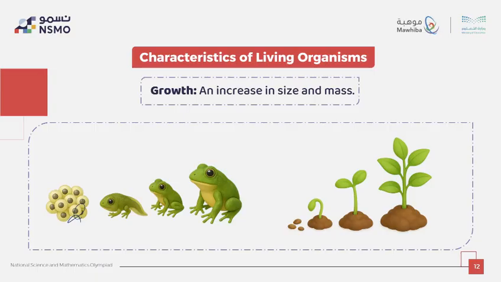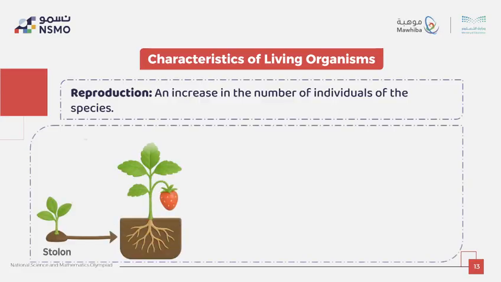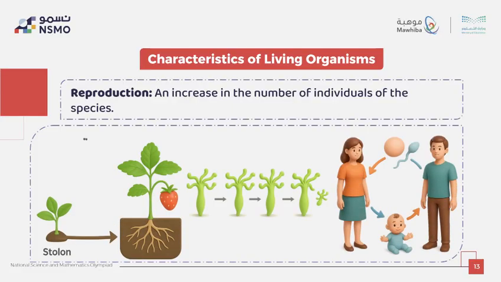Does a car grow the same way? No, a car does not grow by itself. We add parts from outside. So self-driven biological growth is a key characteristic of living organisms. The third characteristic is reproduction. The slide defines reproduction as an increase in the number of individuals of the species. Reproduction is essential for the continuity of species. If reproduction completely stops in a species, it will eventually go extinct. It will not exist.